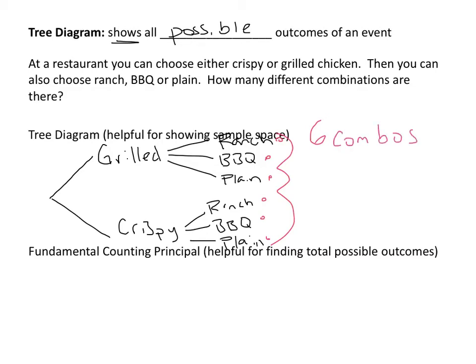And if we needed to list them out, this would help us organize our list, because I could do a grilled ranch, grilled barbecue, or a plain grilled. I could do a crispy ranch, crispy barbecue, or a plain crispy. By the same thing, if we were just looking for the number of outcomes, I could use the fundamental counting principle. There's 2 choices for the type of chicken, 3 choices for how it's prepared. 2 times 3 gives us 6 combinations.